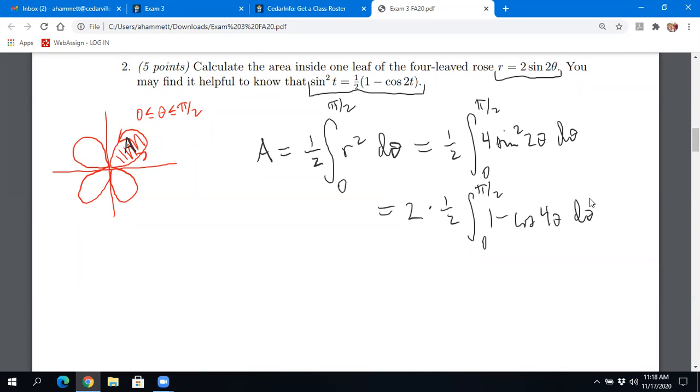These guys cancel, 2 and 1/2, right? So this cancels with this. We're good to go there. And then this is just going to be theta minus 1/4 sine of 4 theta, all evaluated between 0 and pi over 2. If I plug in pi over 2 and 0 into the sine thing, that's just going to be 0 both times. If I plug in pi over 2 and 0 into the first thing, I end up getting pi over 2, if I plug that in for theta. Okay, so the area is pi over 2.